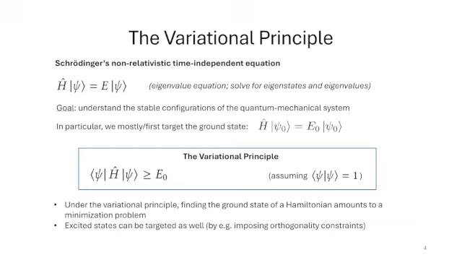Now, a fundamental principle to solve the Schrödinger equation is the variational principle, which tells us that the energy, meaning the expectation value of the Hamiltonian in any normalized state, is lower bounded by the ground state energy. So this transforms the problem into a minimization problem. We try to find the state that minimizes the energy, and this will be the ground state if we successfully perform this minimization.